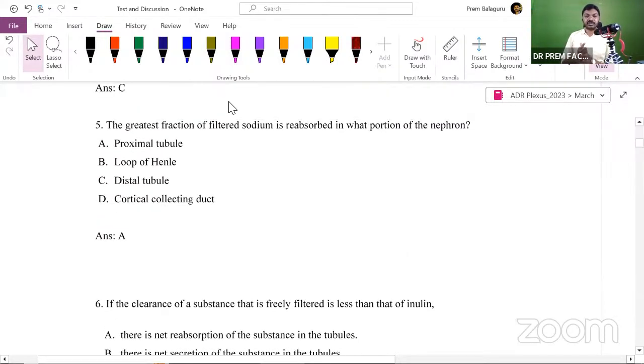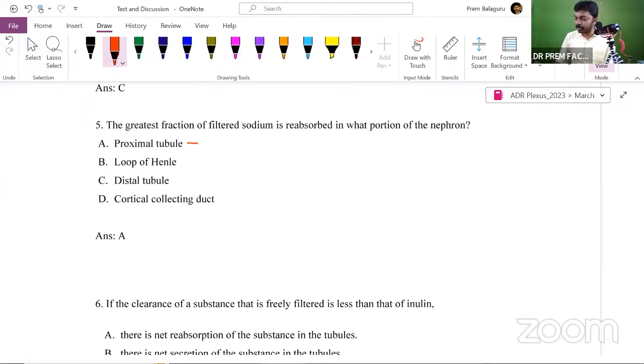The greatest fraction of filtered sodium is reabsorbed in what portion of nephron? It's a simple question. It's going to be proximal tubule. Proximal tubule reabsorbs 60% of sodium. Loop of Henle reabsorbs 20% of sodium. Distal tubule on an average 5%. Collecting duct on an average 5%. So the major site of reabsorption of sodium is going to be proximal tubule, and hence option A is the right answer, doctors.